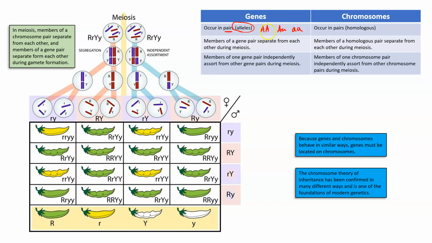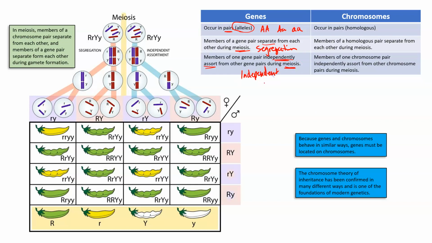They are inherited as separate units because alleles segregate through the principle of segregation, which we've talked about. Members of a gene pair separate from each other during meiosis. Again, that is called segregation. And members of one gene pair independently assort from each other during meiosis. That's called independent assortment.